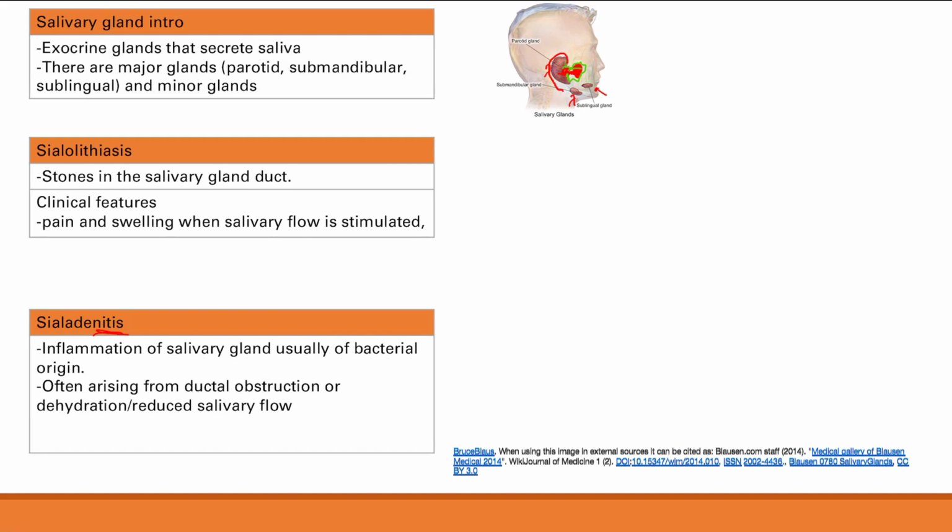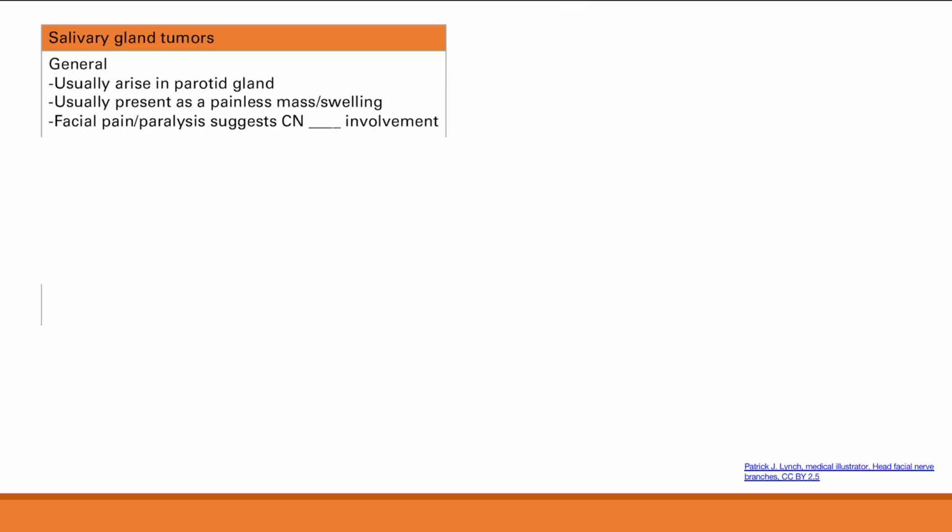As you can see, you get stasis of that fluid, and you get bacterial overgrowth. The other thing that can happen is it can be either from obstruction or reduced salivary flow, including dehydration. Again, you get stasis of your saliva. Bacteria can grow there, ferment, and then you can get infection. So that's sialoadenitis. These are all super easy. You just know the name. You already know what's going on.